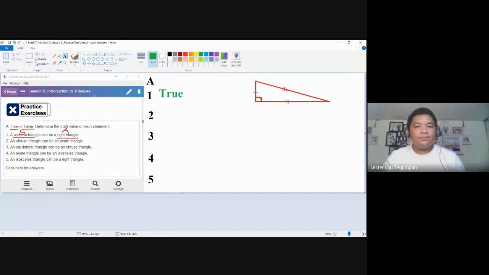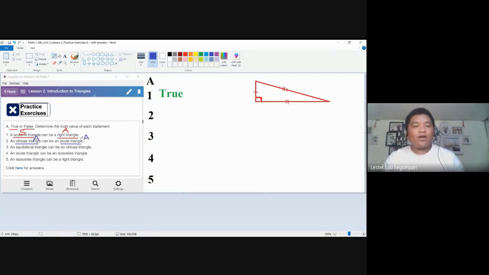Let's look at number 2. In number 2, it is stated that an obtuse triangle can be an acute. We have here obtuse triangle, and we have here acute triangle. Now, an obtuse triangle is a classification of triangle according to angles. Acute triangle is also a classification according to angles. Look at the similarity of the two. They are both classifications under type of angle.